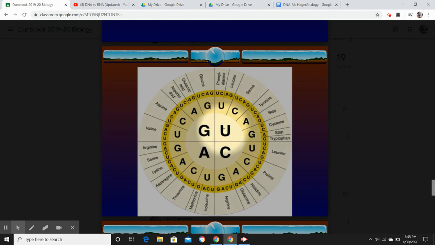What about UAA? UAA would be a stop codon. That would mean the protein is done being built. That's like the end of a genetic sentence.